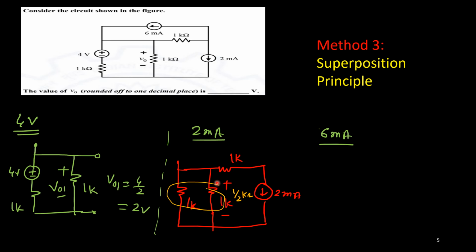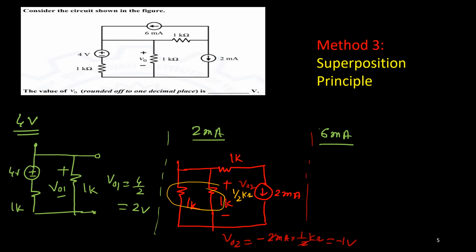So the current is upward, but the potential sign is given: the upper one is +1 and the lower one is -1. So actually the potential is opposite to this current flow. Now I can find this V. If I write it V02, this is your V02. So V02 will simply be minus, the current 2 milliampere multiplied by half kilo ohm. So the 2 will cancel out, and you will get -1 volt. That's simple.